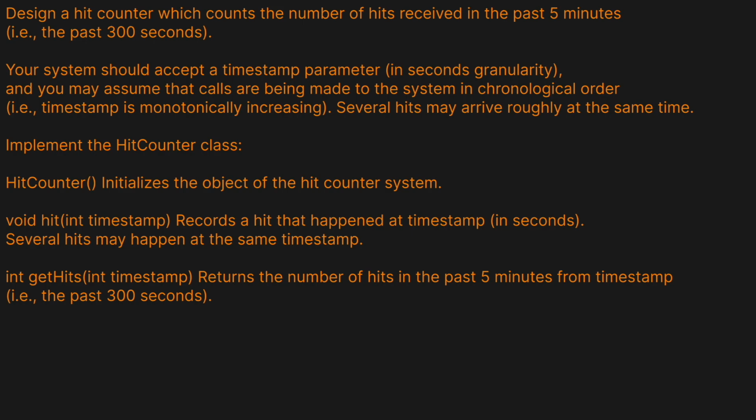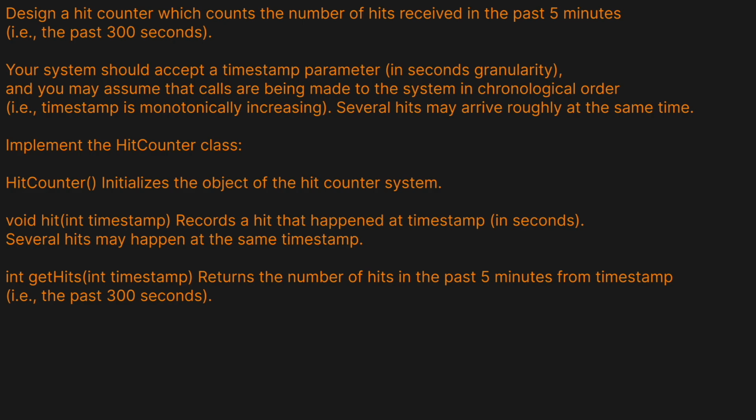Design a hit counter which counts the number of hits received in the past 5 minutes, i.e. the last 300 seconds. Your system should accept a timestamp parameter in seconds granularity, and you may assume that calls are being made to the system in chronological order, i.e. the timestamp will be monotonically increasing, though several hits may arrive roughly at the same time.